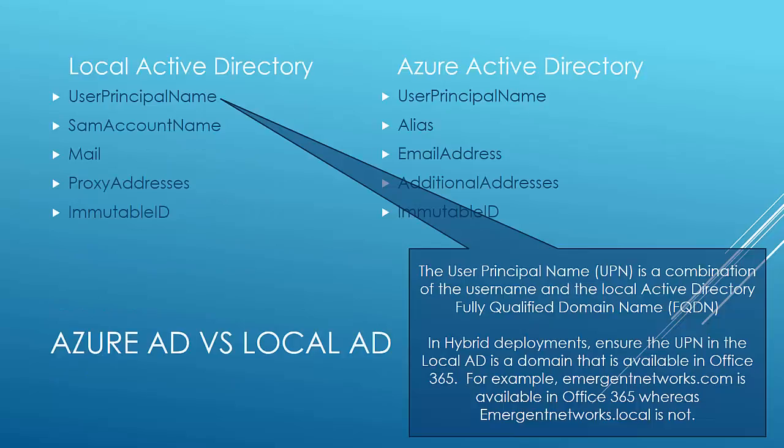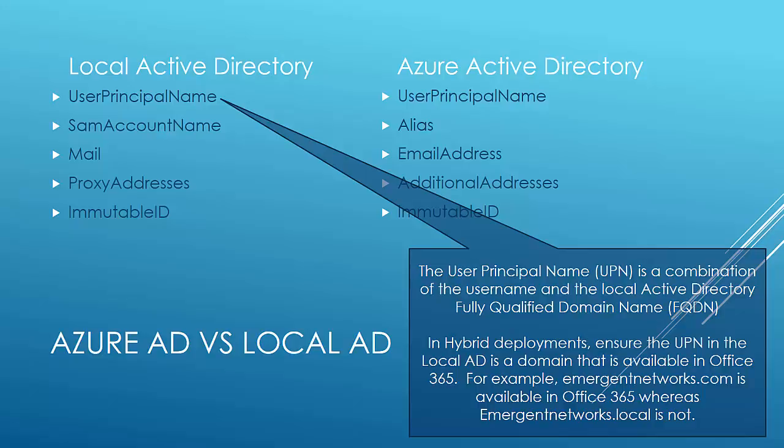We have the Azure Active Directory and local Active Directory. You should be familiar with the local Active Directory pretty well by now. I'm just going to go through some of the similarities and differences and things you need to be aware of when creating local accounts that are going to be synchronized and used in Office 365. So you have the user principal name. The user principal name is essentially the user's identity in the local directory, and it's a combination of the username and the local Active Directory fully qualified domain name, which is the FQDN.